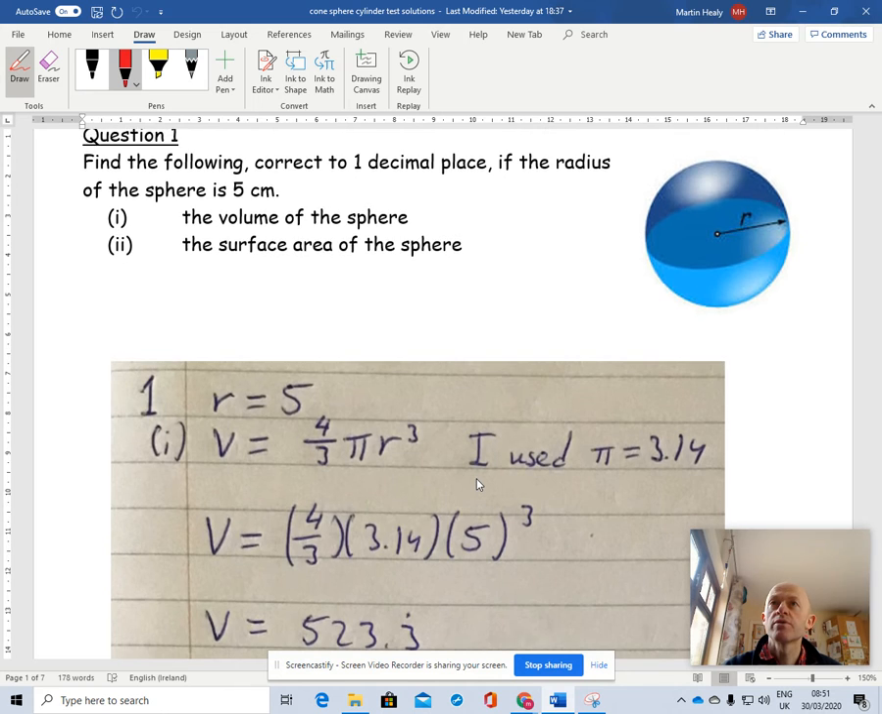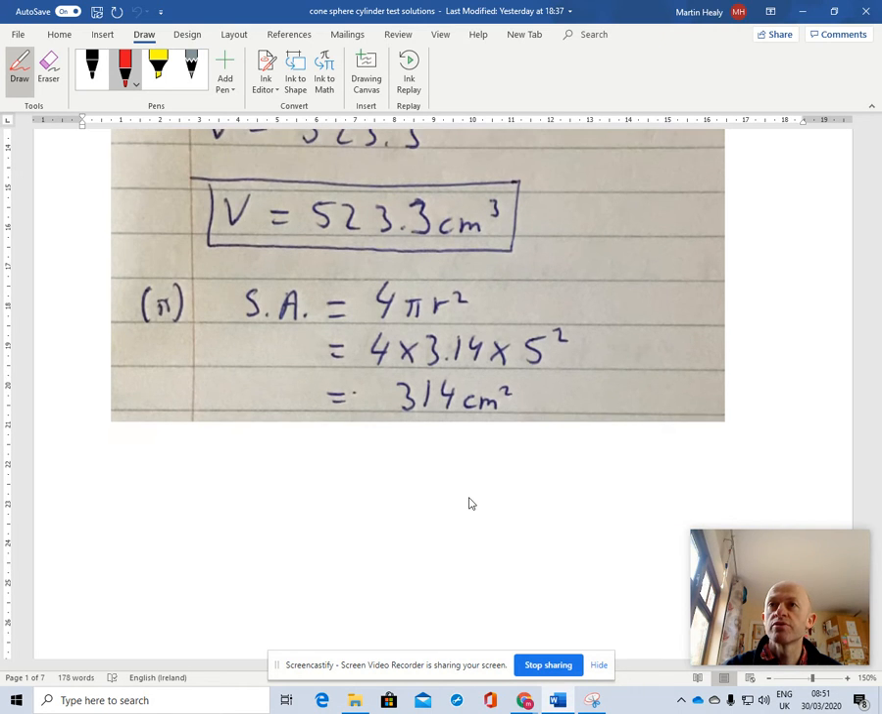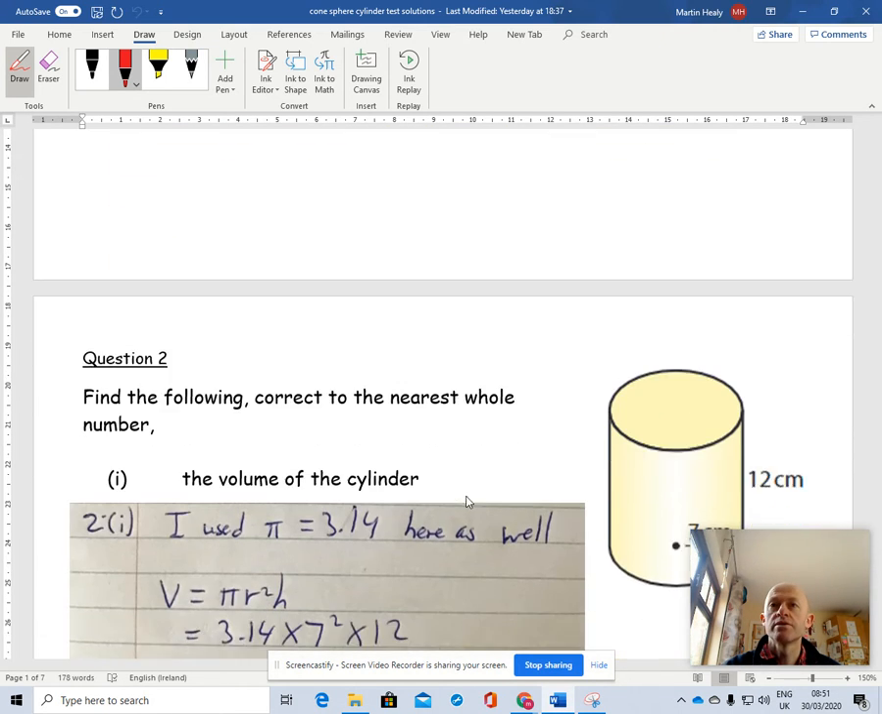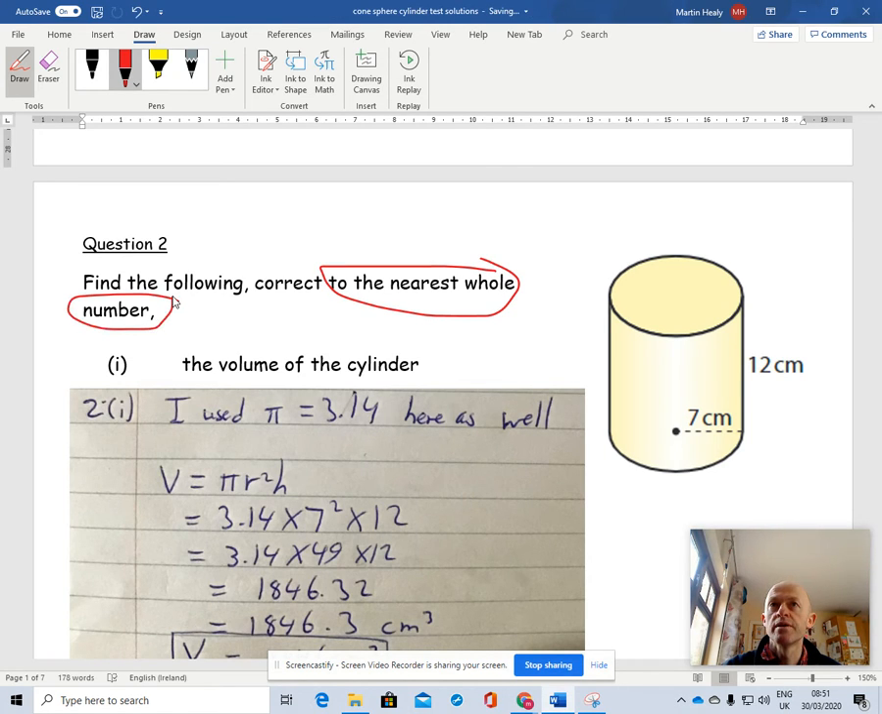And the second part was surface area. Open up your maths tables, find that it's 4 pi r squared, put in the numbers, and I ended up with 314. Nice enough. Question 2 should be nice enough as well. Just be careful you read the question and see that it's the nearest whole number this time.